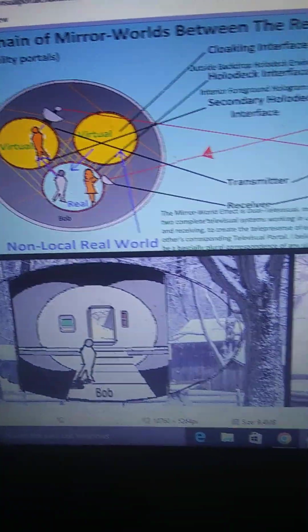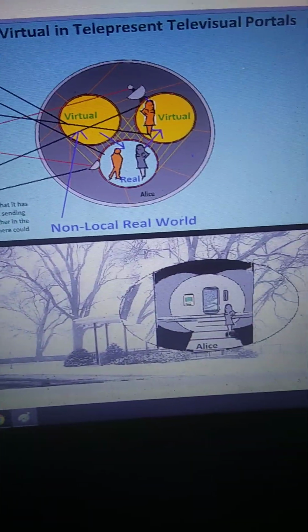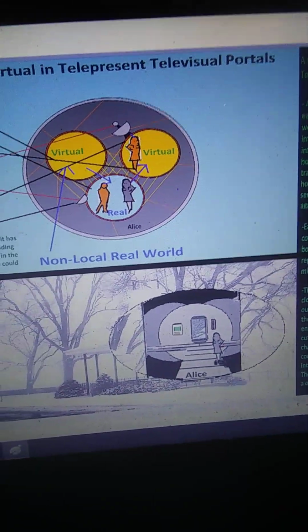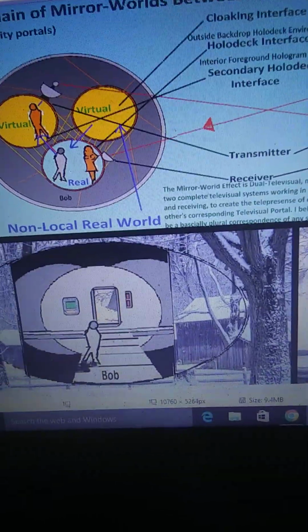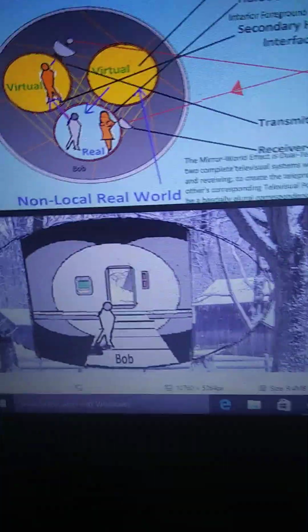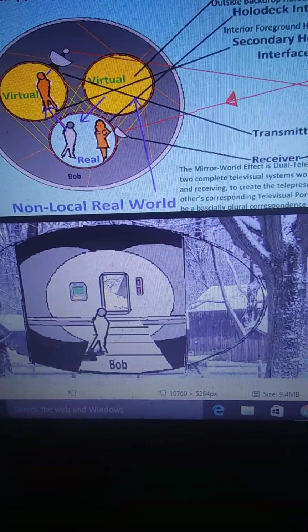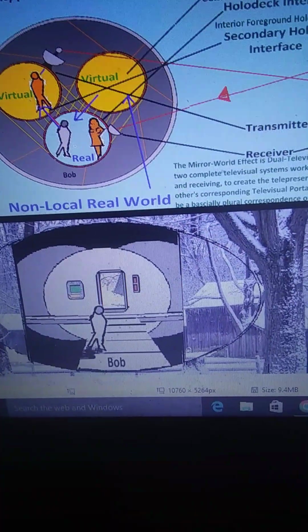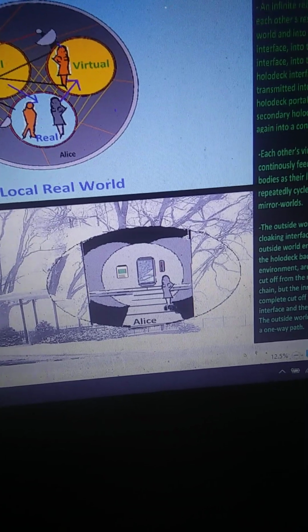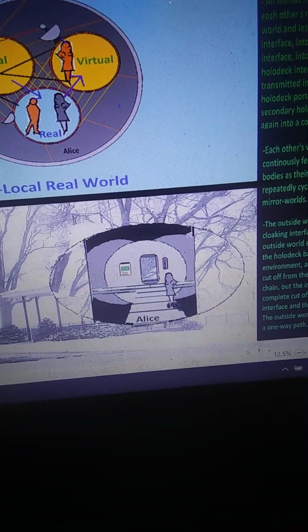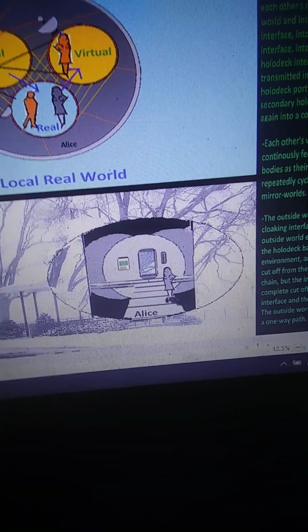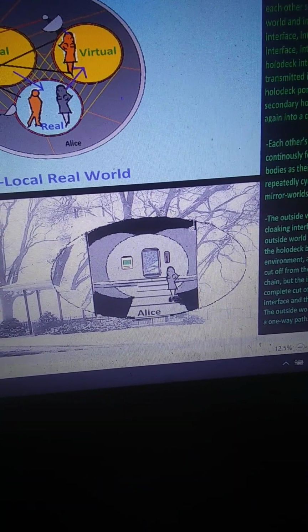embodiments are each other's fed back telepresence into each other's holodeck, and these show Bob and Alice outside their holodeck. On the bottom image, there's Bob, and he's standing on the deck that leads to the chambers, and there's Alice right there. She's standing on the gangplank that leads to the deck that leads to the chambers.